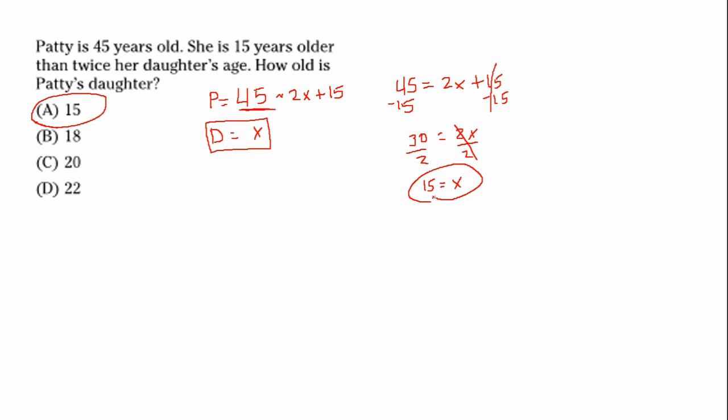If we plug this in, again, Patty's twice as old. 15 times 2 is 30. And another 15 years on top of that. 30 plus 15 is 45. So the math checks out in this case.